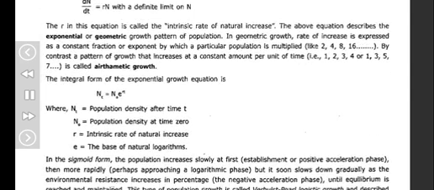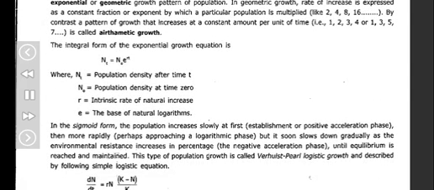The integral form of the exponential growth equation is N_t = N_0 e^(rt), where N_t equals population density after time t. N_0 equals population density at time 0. r equals intrinsic rate of natural increase. e equals the base of natural logarithms.